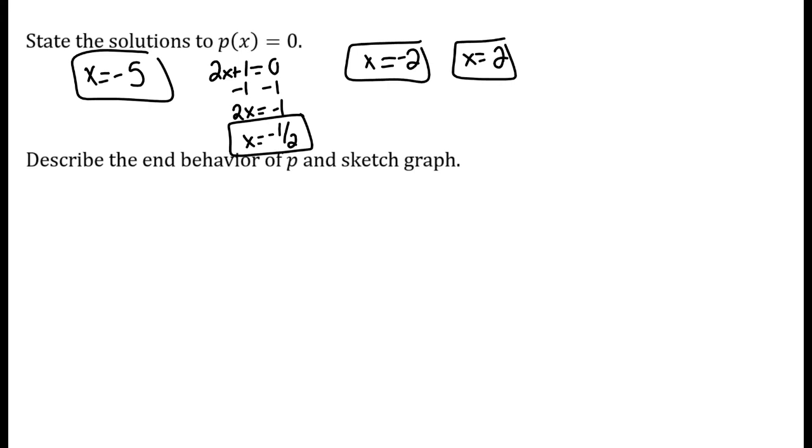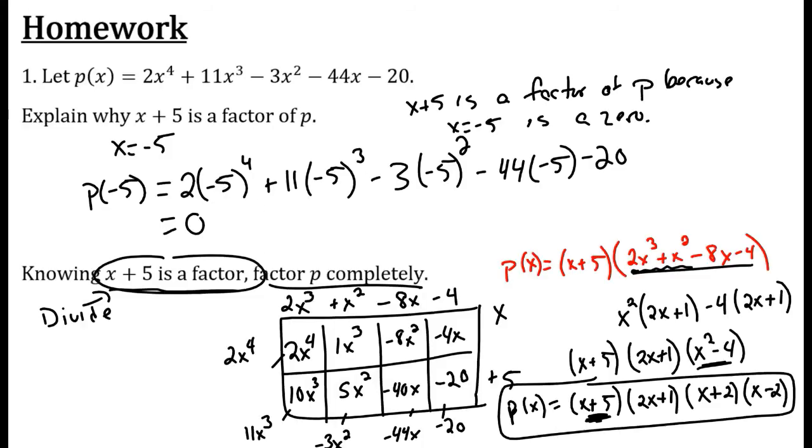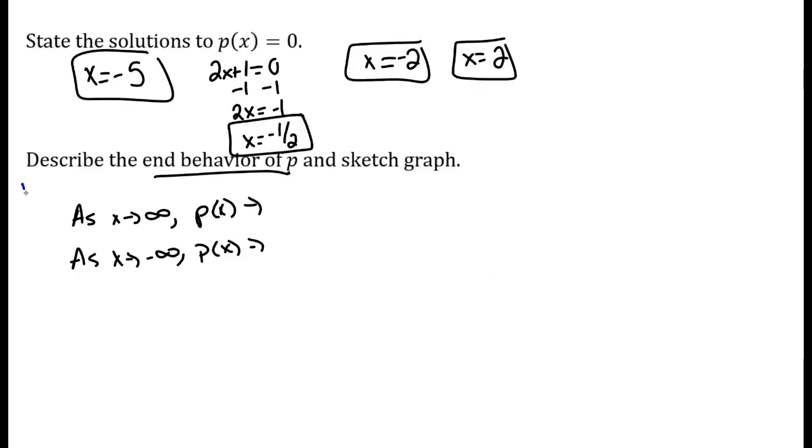Describe the end behavior and sketch a graph. Well, the end behavior is saying as x approaches infinity, where's my function going? Where does p of x go? And as x approaches negative infinity, where does my function go? Well, remember, end behavior is determined by that first term when it's written in standard form. I have a positive leading coefficient and an even degree.